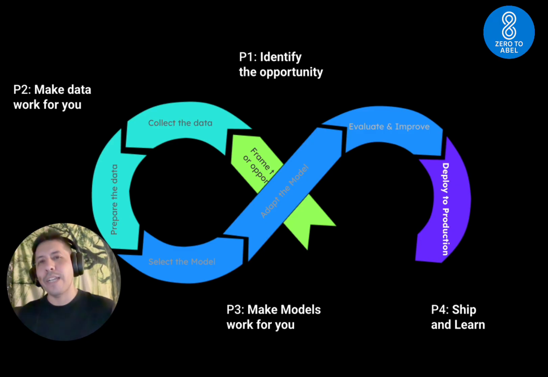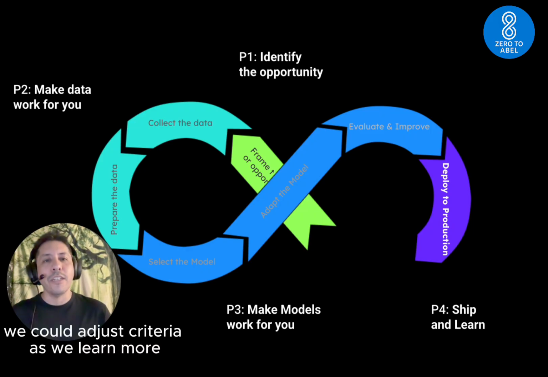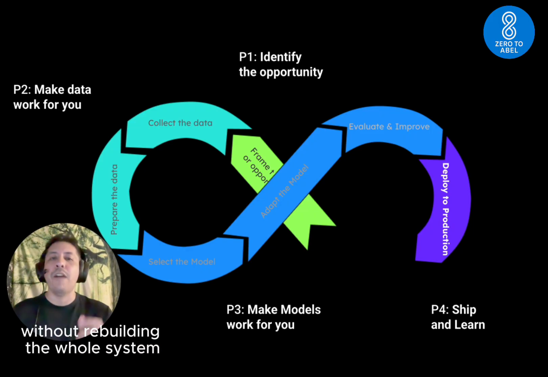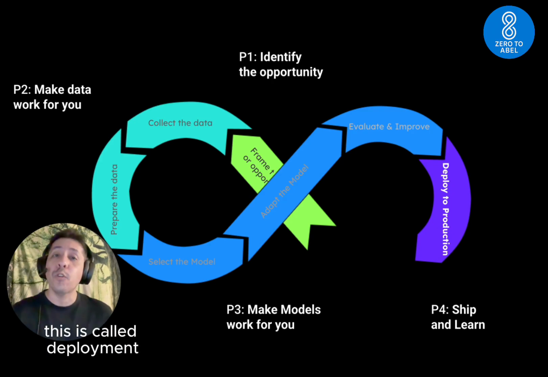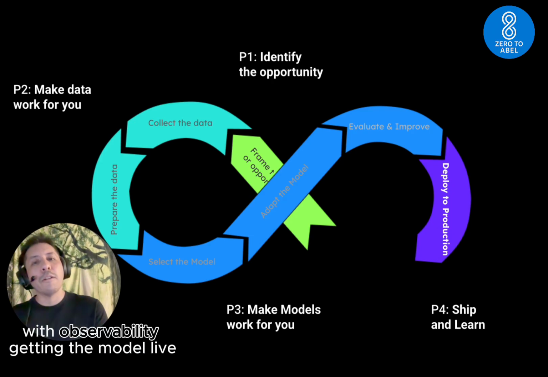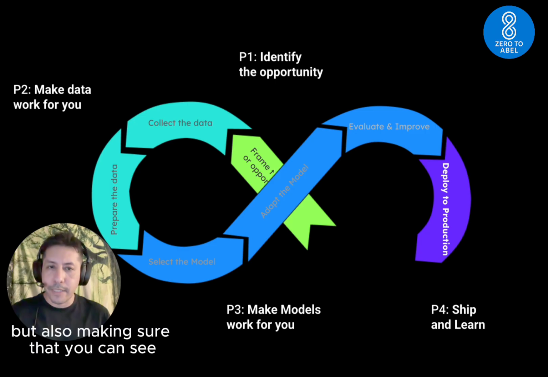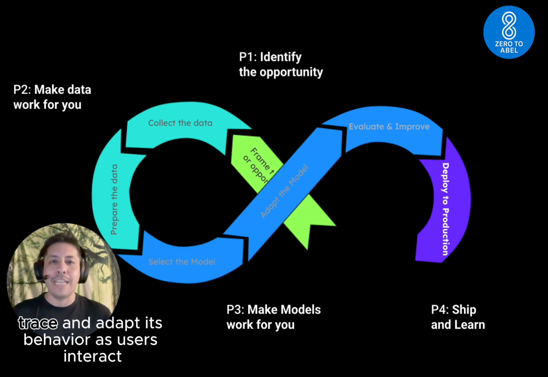What made this so effective is that our metrics weren't just generic. We tracked things that actually matter for our use case for clinical trial matching. Was the answer relevant to the patient's case? Did it include the right trial information? And because scoring logic was modular, we could adjust criteria as we learn more without rebuilding the whole system. This is called deployment with observability, getting the model live, but also making sure that you can see, trace, and adapt its behavior as users interact.